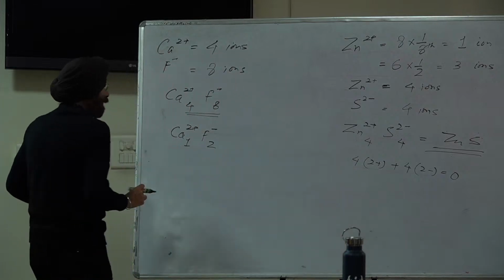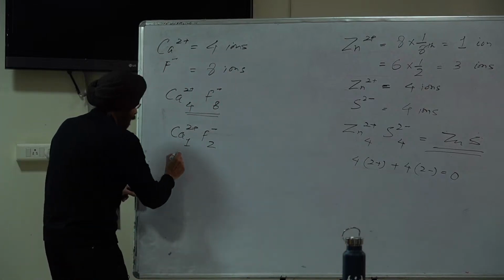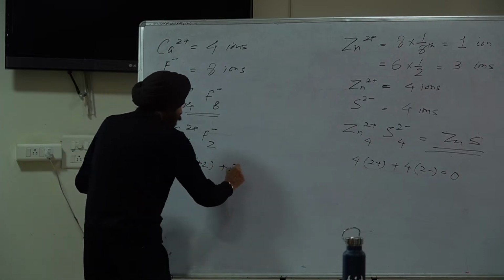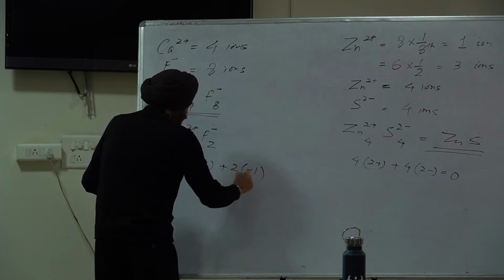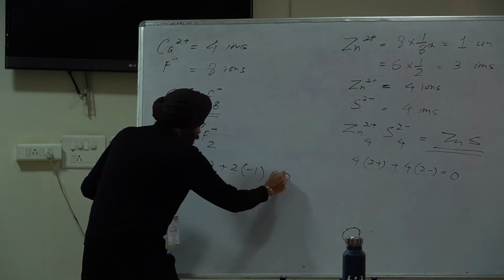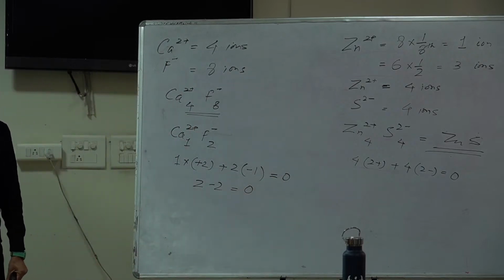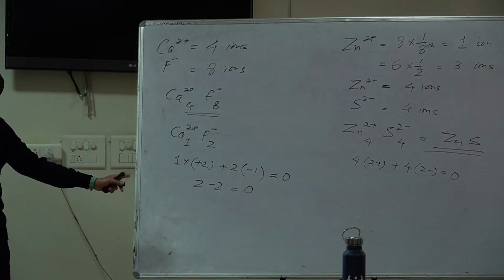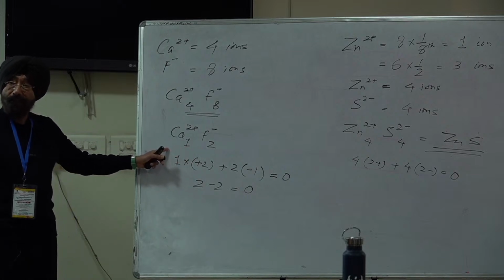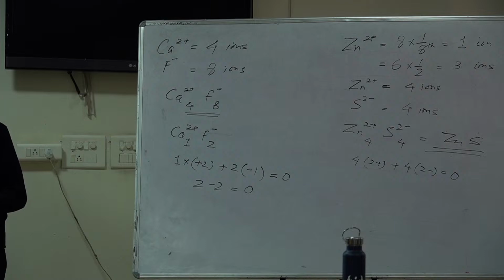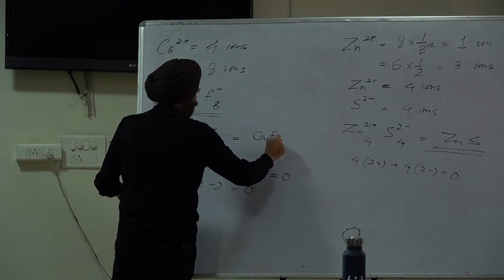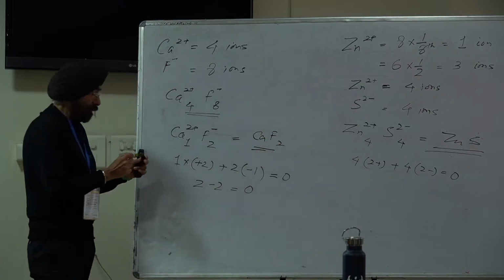Now, can we get the neutralization of the charge? See over here, it's 1 multiplied by plus 2, plus 2 multiplied by minus 1, right? So therefore, it is 2 minus 2, 0. Is it okay? Only by taking 2 fluoride and 1 calcium can we neutralize the charge. And that is why the formula is calcium fluoride. You do not need to show the charges.